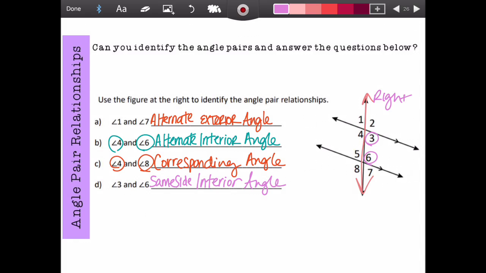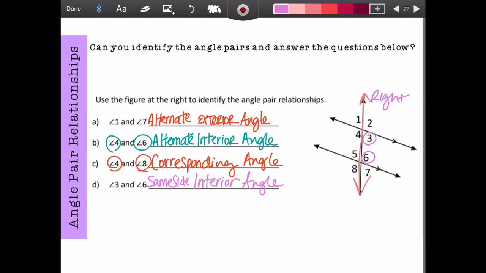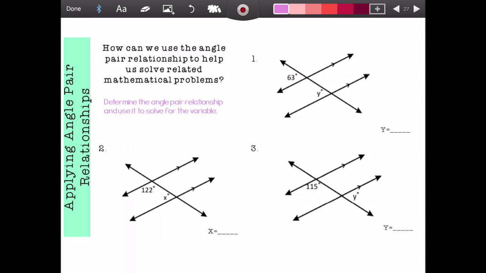All right, so the next thing we want to look at is how do we apply these relationships? How can we use the angle pair relationships to help us solve related mathematical problems? The question says determine the angle pair relationship and use it to solve for the variables. That's why it's important to know if the measures are going to be equal or if they're added together to get 180. Number 1, I'm going to do with you, and then I'll allow you to do 2 and 3 on your own. So for number 1, we have these two parallel lines right here, cut by the transversal here.